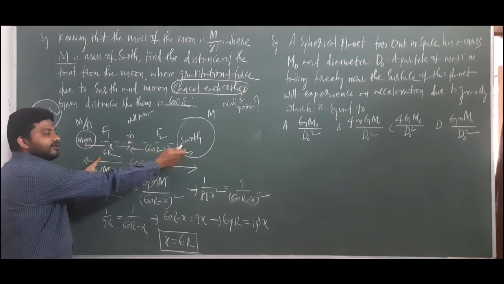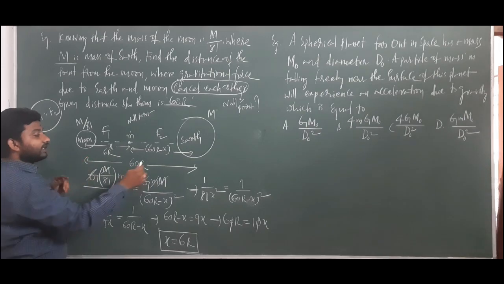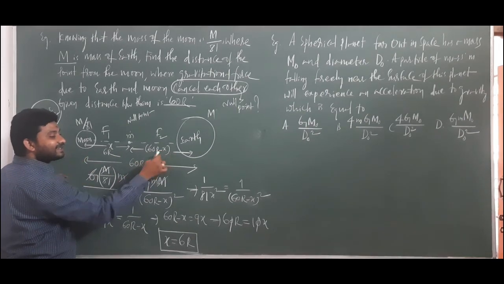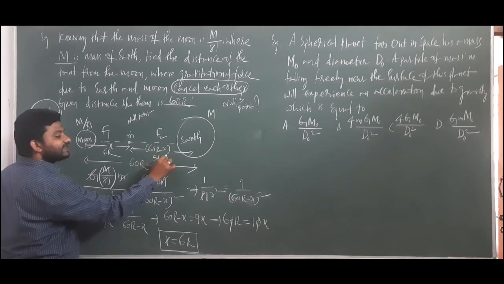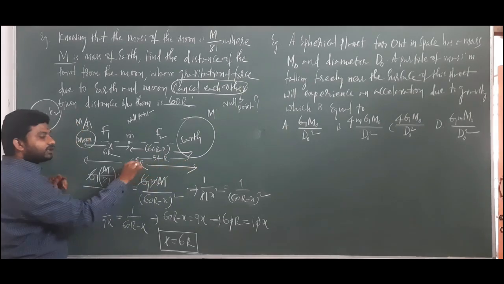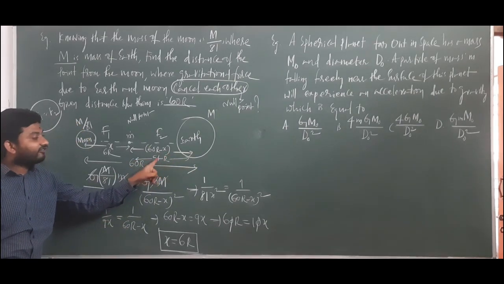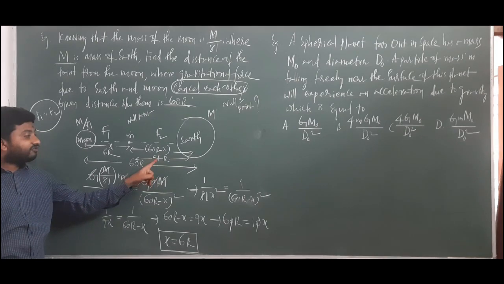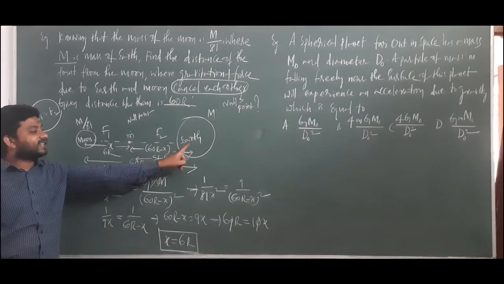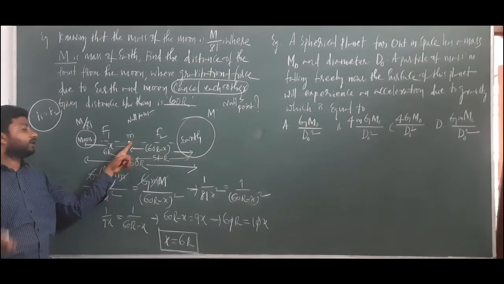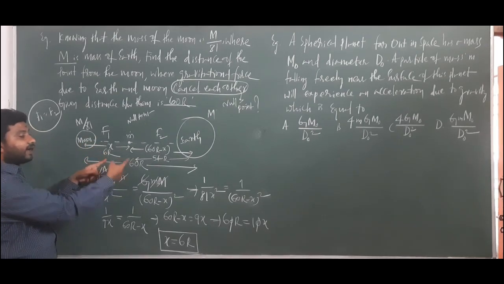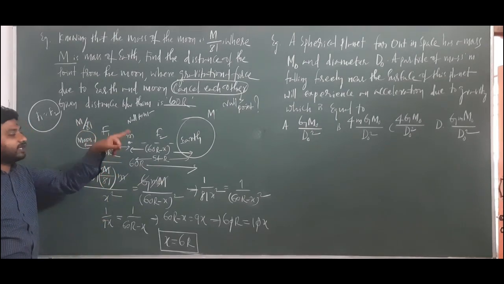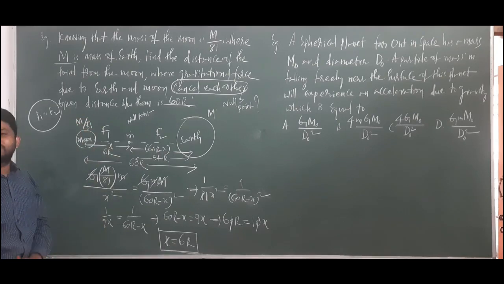So at what distance from the earth? From the earth, it is 60r minus 6r, so I can say it is 54r. At a distance 54r from the earth there is a null point, and at a distance 6r from the moon there is a null point. In this way, questions will be asked.